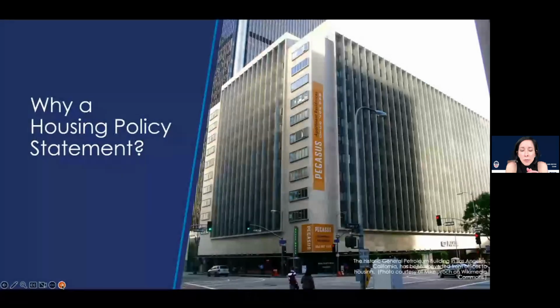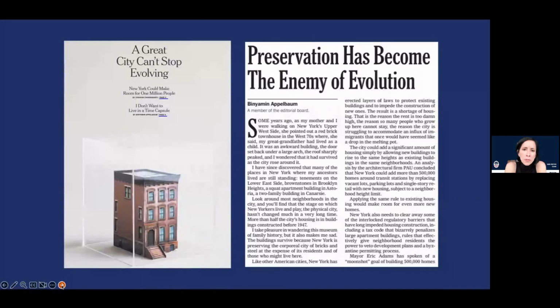And one question you might have is, why a housing policy statement? Why would the federal government get involved at that intersection of housing and historic preservation? You probably have seen stories like this all the time.